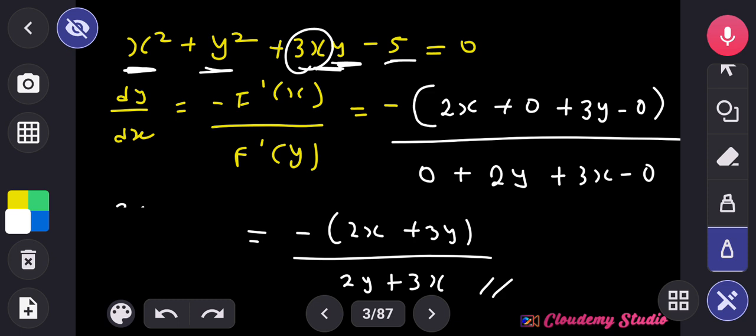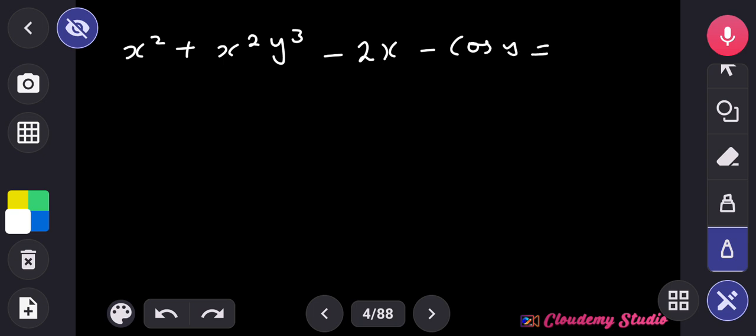So let us take another example. Let us say we have something like x squared plus x squared y cubed minus 2x minus cos y equals to 0. So that one is not hard. What am I going to do?